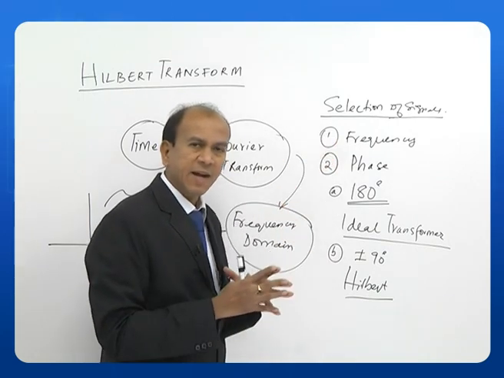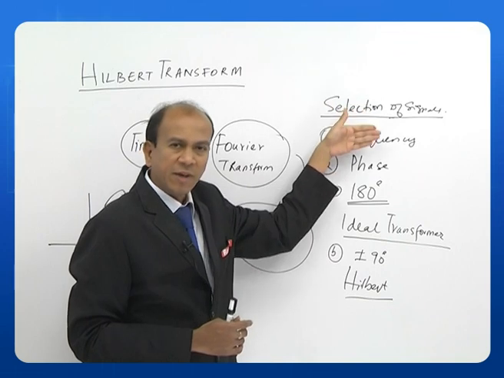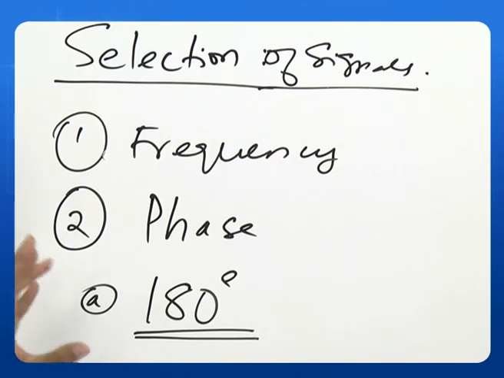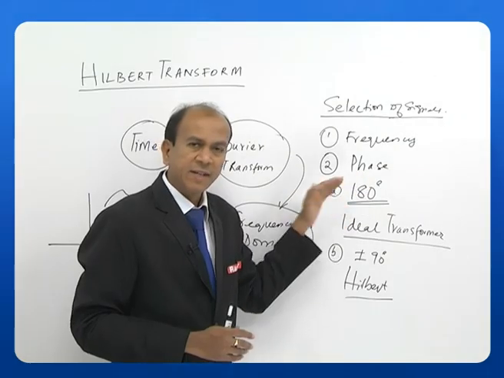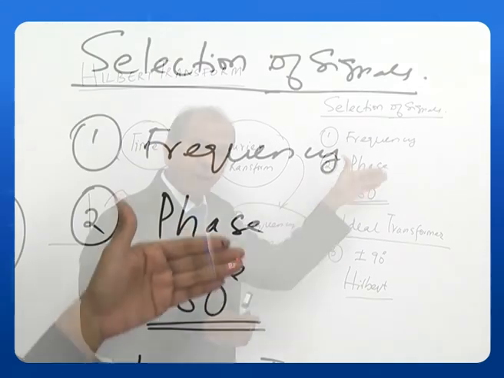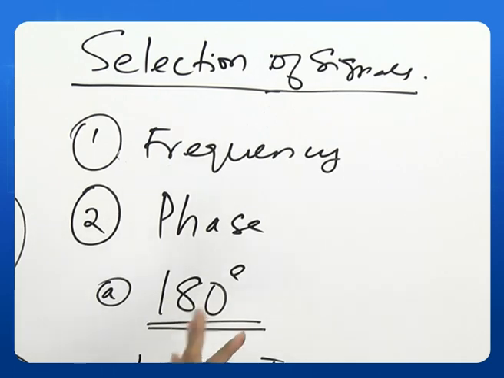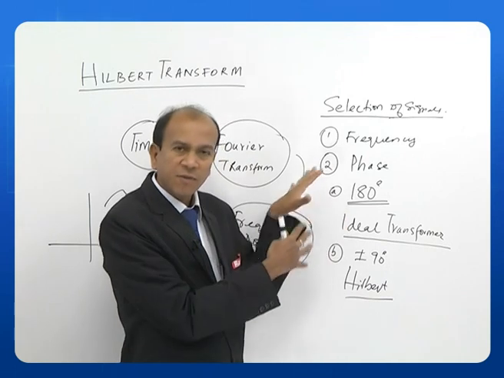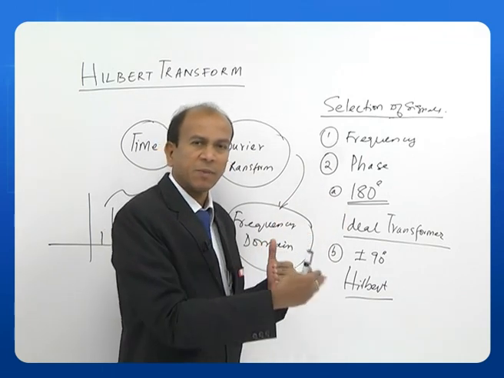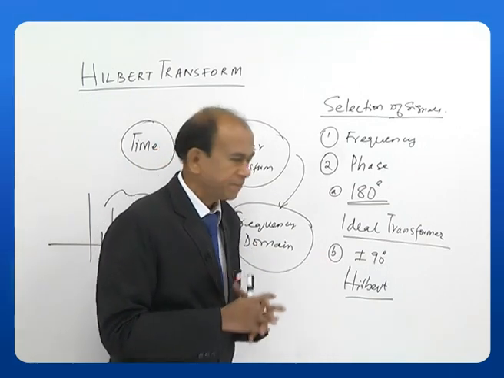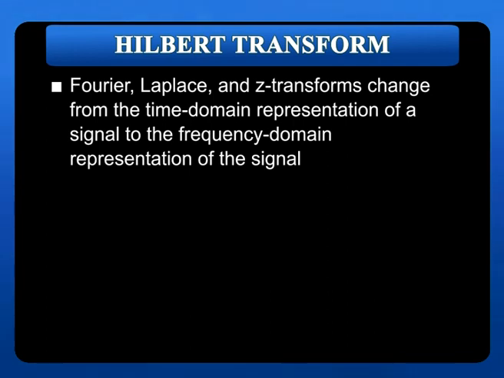But basically, the understanding is that selection of signals can be done using frequency selection, so we use the Fourier transform for that. Phase selection can be done by a 180 degree change, a phase reversal, that is phase inversion, where the signal is completely inverted, and that is done using an ideal transformer. Then I can have a plus or minus 90 degrees phase shift, and this is called a Hilbert transformer. In this session we will concentrate on what a Hilbert transform is, what the relation between a Hilbert transform and a Fourier transform is, and we will see some examples highlighting the importance of a Hilbert transformer. Fourier, Laplace and Z transforms change from the time domain representation of a signal to the frequency domain representation of the signal.